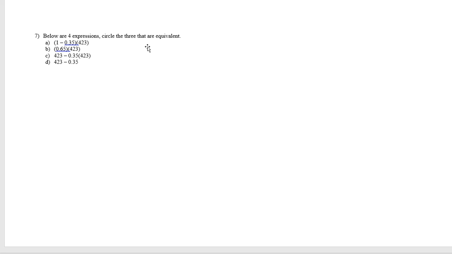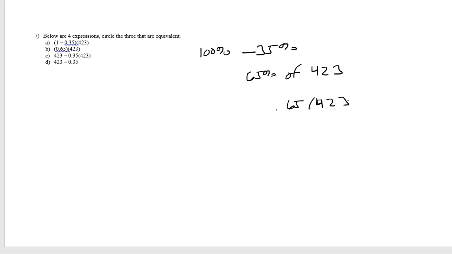It says, below are 4 expressions. Circle the 3 that are equivalent. So A, that's the situation where you have 100% minus 35%, which would be 65%, and then you're multiplying that by the 423. Okay, so that would be A, 0.65 times 423. And that would be 274.95. Okay, now we can see that B is 0.65 times 423. So these two would actually be equivalent.